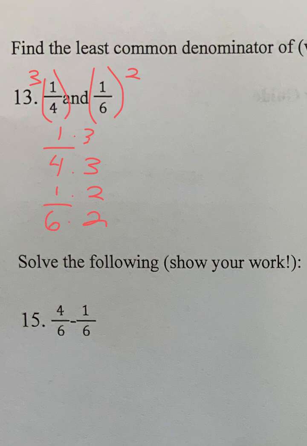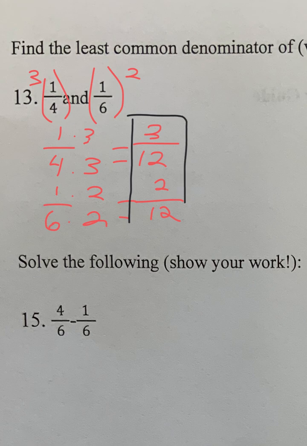That little dot is multiplication. 1 times 3 is 3, and 4 times 3 is 12. 1 times 2 is 2, 6 times 2 is 12. So this is the least common denominator of 1/4 and 1/6. 12 is the least common denominator. You could either box in 3/12 and 2/12, or you could just write 12 off to the side because that's the least common denominator of 1/4 and 1/6.